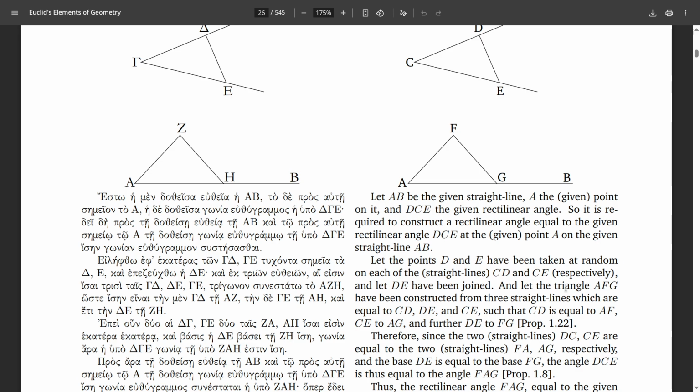And then let the triangle AFG have been constructed from three straight lines, which are equal to CD, DE, and CF, respectively. So I'm going to take my compass and do that, try to match it from where I did. Then I'm going to draw a circle-ish shape around A. The circle doesn't need to be behind A at all, so we're just going to draw in front of A.